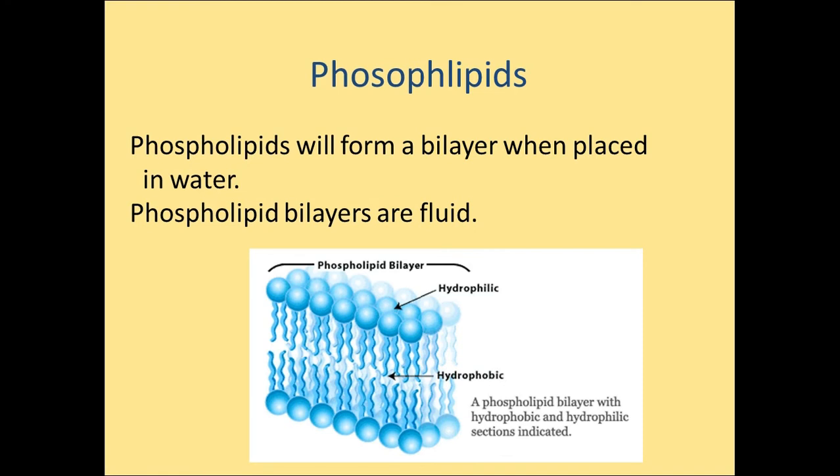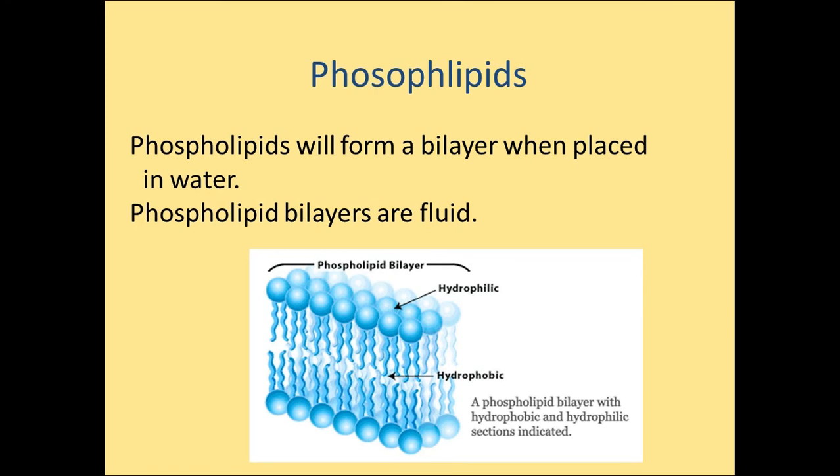Phospholipid bilayers are fluid, meaning that they have the ability to flow in a way similar to water. This means they're not solid like a cell wall. This is important because it allows materials to enter and leave the cell much more easily than they would otherwise.